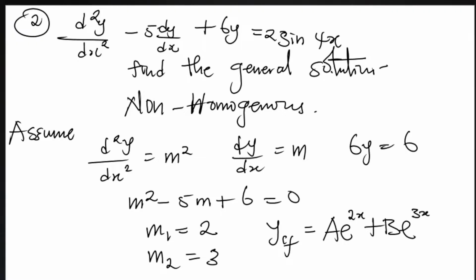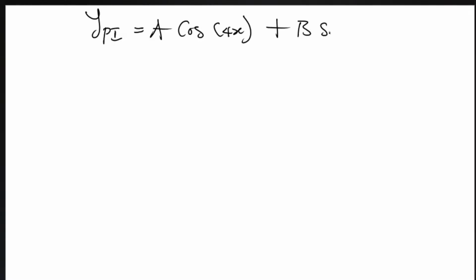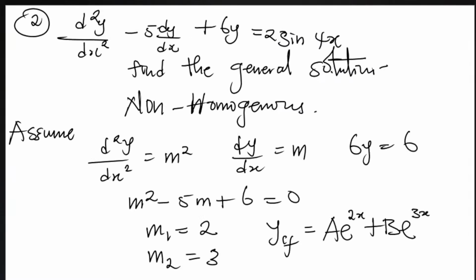Now, if you want to introduce an equation for your particular integral, we'll simply have that your y_PI, your particular integral, will simply be equal to A cos 4x plus B sine 4x, such that your equation will have a similar form to your differential equation given to you.